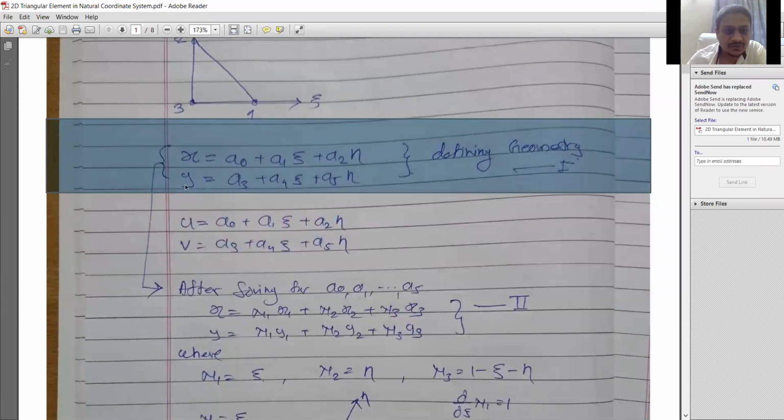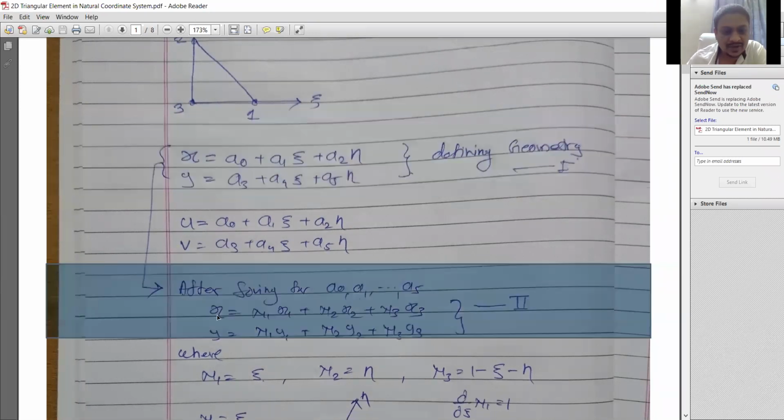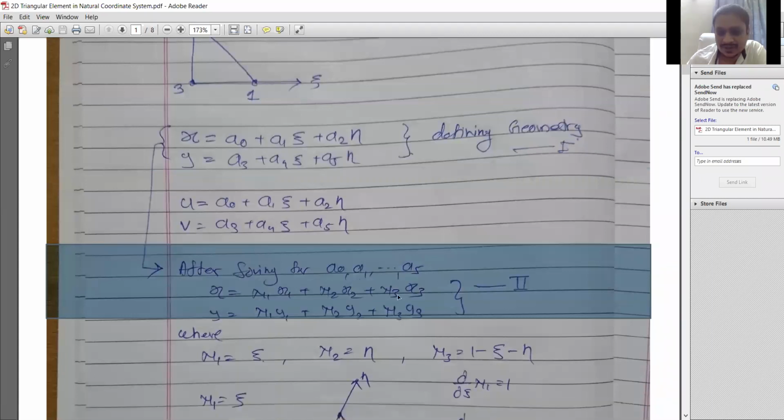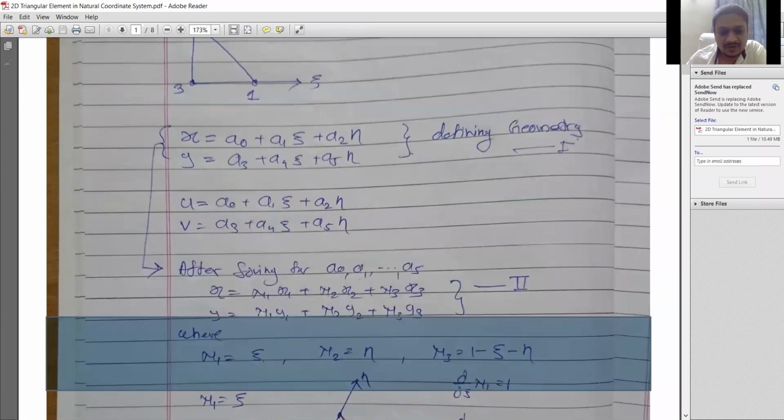If you solve the equation of x and y by putting in the boundary conditions, you can get the values of a0, a1 and a2. Similarly, we can get a3, a4 and a5. After solving, we can easily write x as N1 x1 plus N2 x2 plus N3 x3, and in a similar way y as N1 y1 plus N2 y2 plus N3 y3. Here N1, N2, N3 are the shape functions.